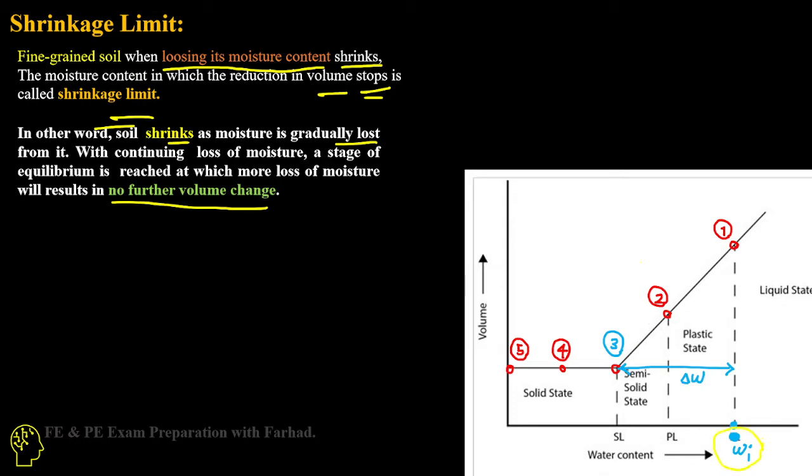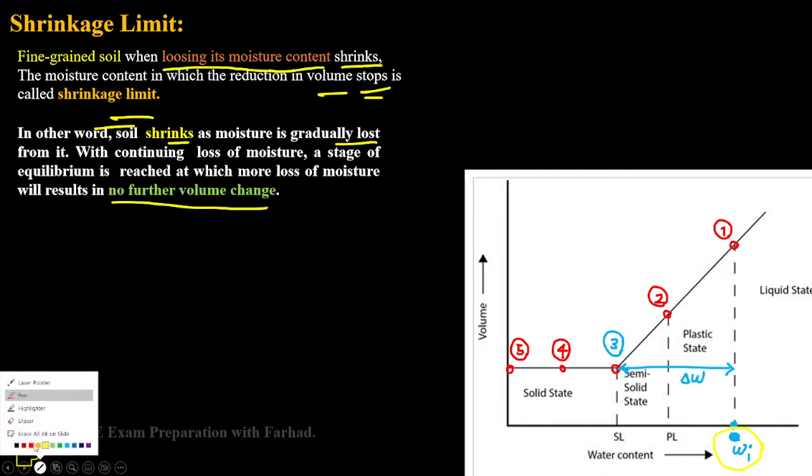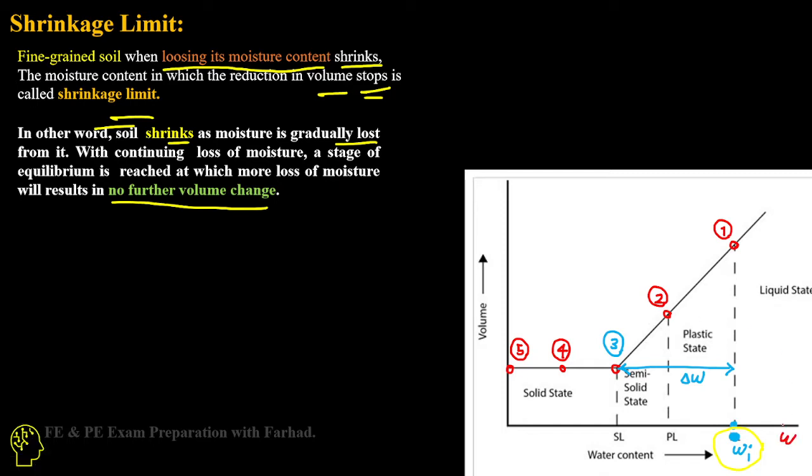Wi, we start drying the sample. So if this is W, this is W, this is V. As we start drying the sample, losing moisture content, the volume is dropping, reducing, until we reach a point from which there is no further change in the volume. So that point is called shrinkage limit.